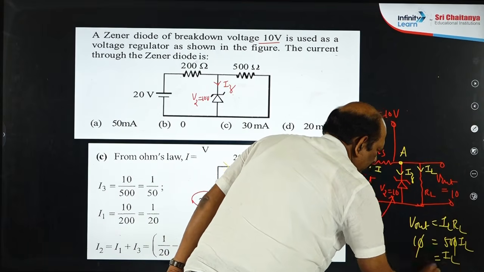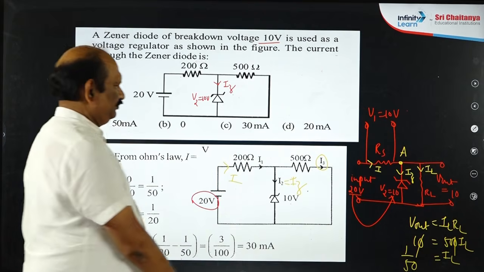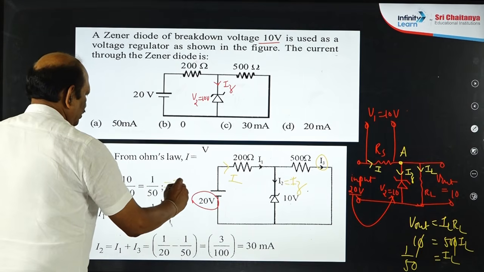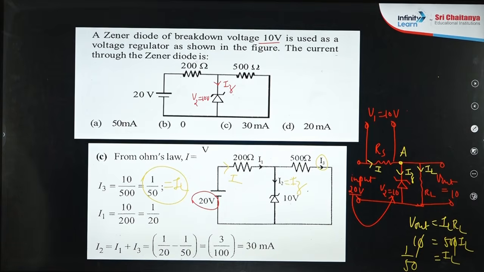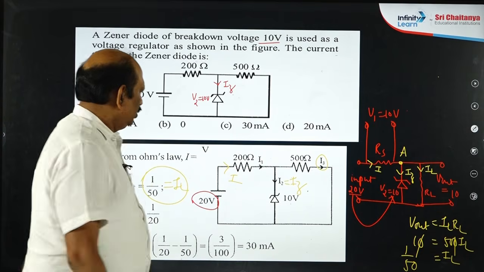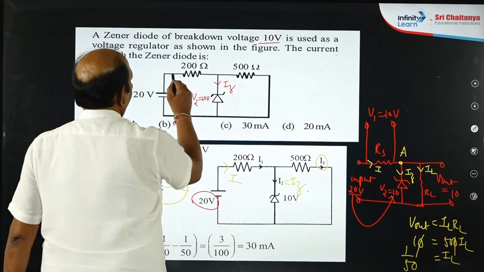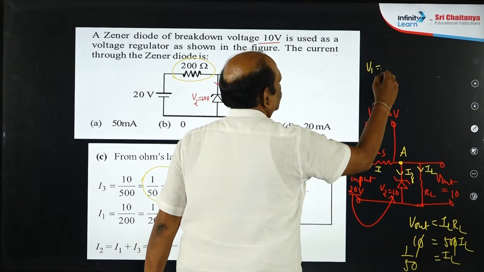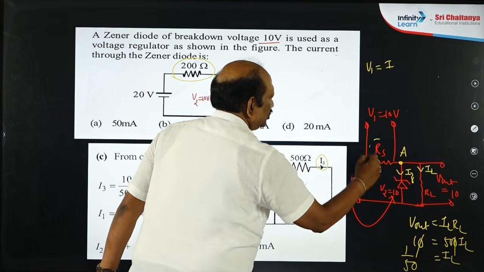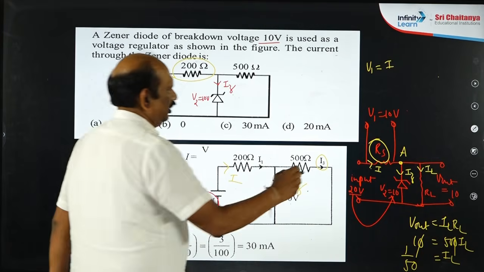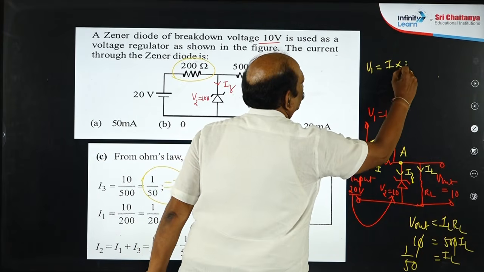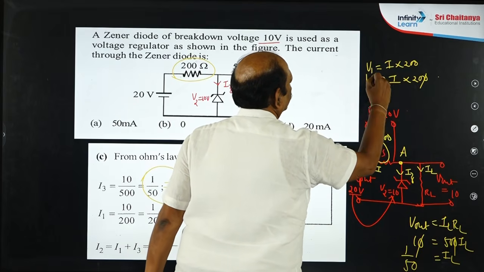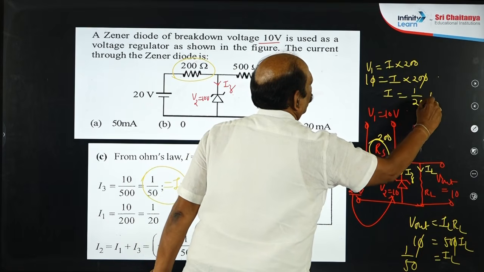So, load current is 1 by 50. So, this I3 is called a load current, 1 by 50. So, this is Ohm's law at load resistor. Now, again we are applying Ohm's law here, means at this point. So V1 is equal to current I into this series resistance. Series resistance 200. So into 200. This V1 is 10. This is total current. So total current is 1 by 20 ampere.